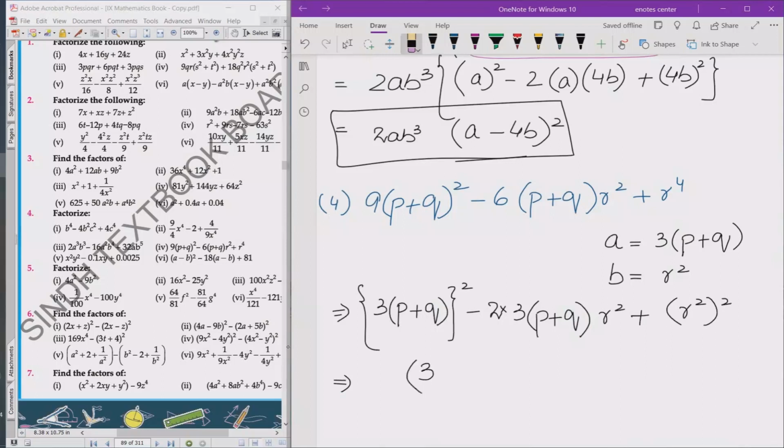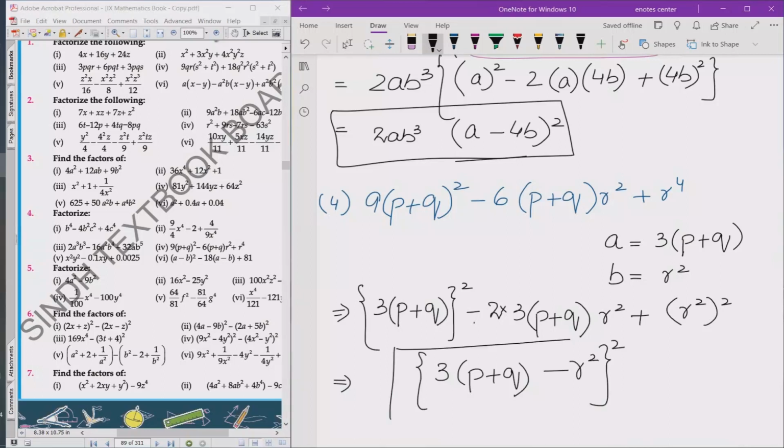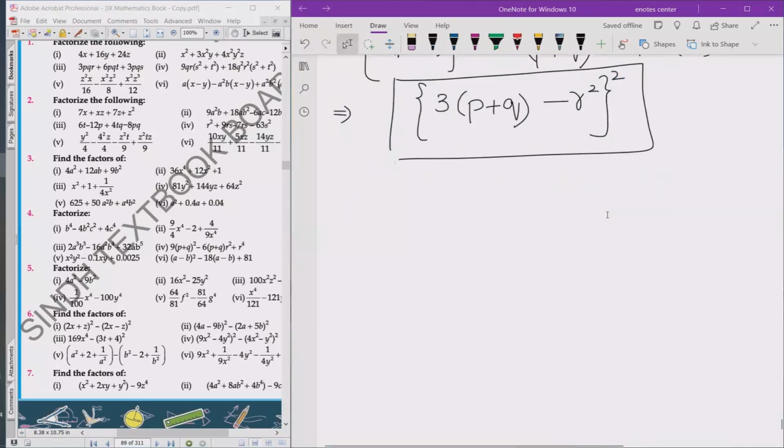And now we can write it this way, with a curly bracket, because we have another bracket inside. So 3 times p plus q is A, and minus because of this sign, and r square is B. So we have the answer of this question, right? Now we can simplify another question, question number 6. So this is the last one: a minus b whole square minus 10 times a minus b, plus 81.